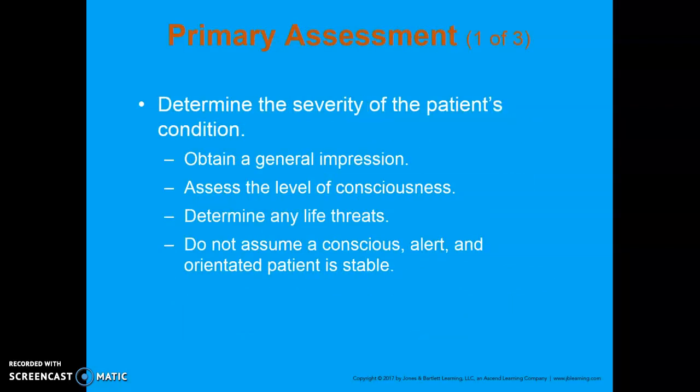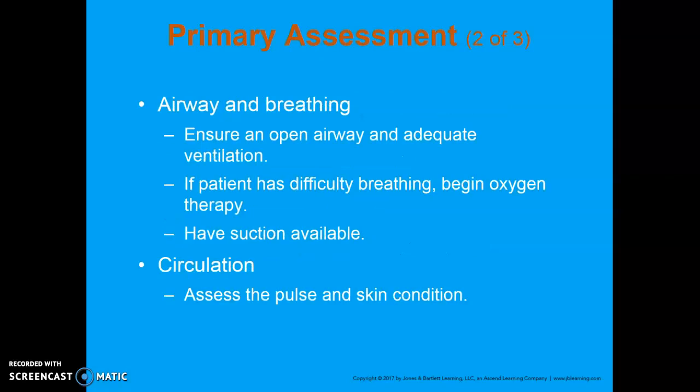For your primary assessment, get a general impression just like with anybody else. You want to assess your level of consciousness, determine any life threats, and certainly don't assume that a conscious, alert, and oriented patient is stable. They can very quickly go downhill. Airway and breathing. If the patient's having difficulty breathing, make sure that you give them some oxygen. Have your suctioning available, especially with somebody that has ingested the toxin. The likelihood of them vomiting is very, very high. For circulation, assess your pulse and skin condition just like you would with anything else.